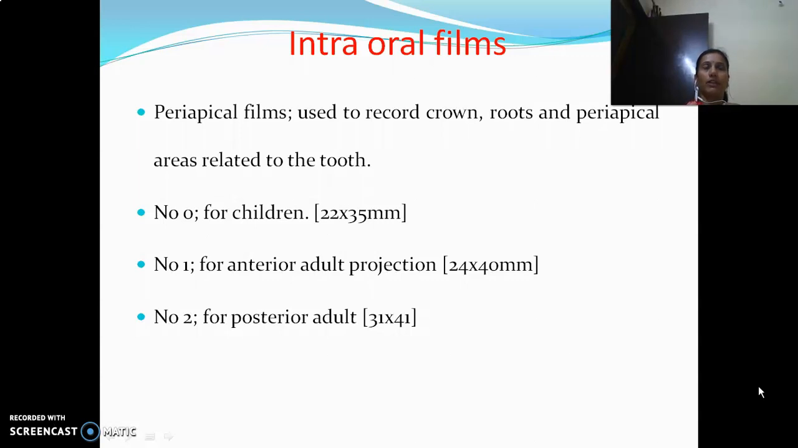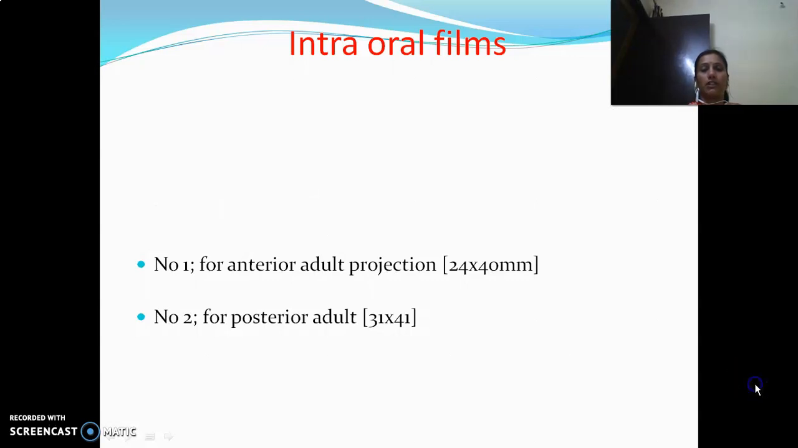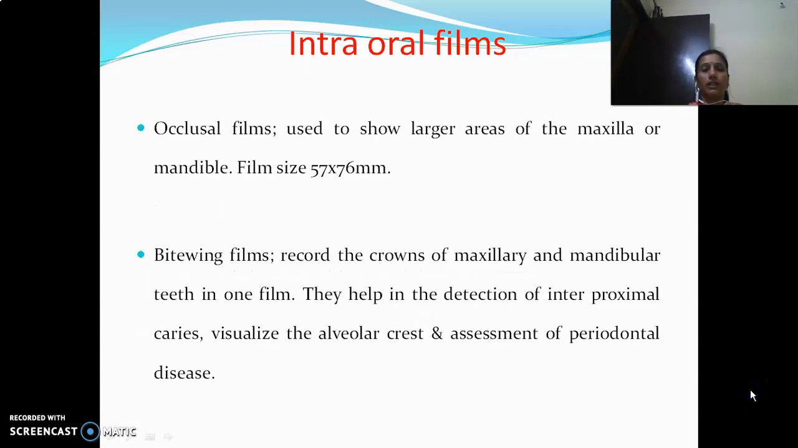As I already told, the intraoral films are classified into periapical films, bite-wing films and occlusal films. The periapical films are mainly used to record the crown, root and periapical area related to the tooth. They are of three sizes. Number 0 is used for children, which is 22 by 35 millimeter. Number 1 is used for anterior adult projection, which is 24 by 40 millimeter. And number 2 is used for adult posterior teeth, which is 31 by 41 millimeter.